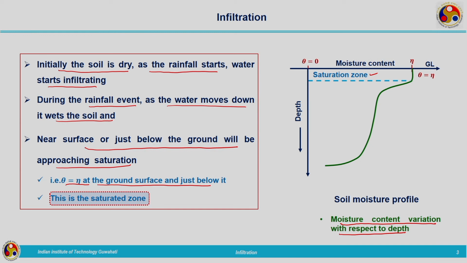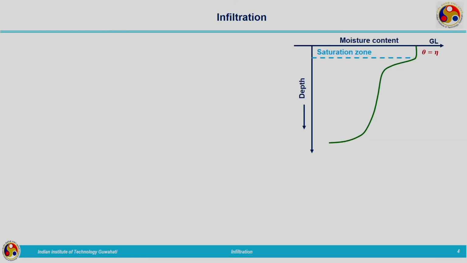Now, the second zone is coming just below this saturation zone. Just below the saturation zone we will be having the transition zone. From the name itself it is clear that it is in a transition state.